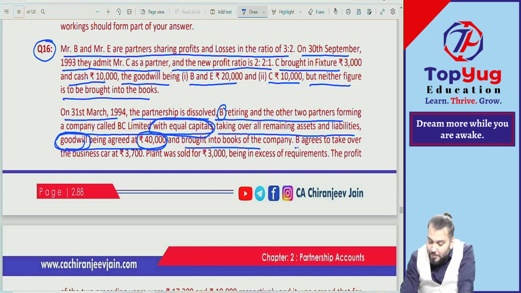Yes sir. B agrees to take over the business car at 3,700. Means the business car is not taken over by the company. It is taken over by B. Plant was sold, so plant was not taken over. It was sold, being in excess of requirement. Okay, that is correct.